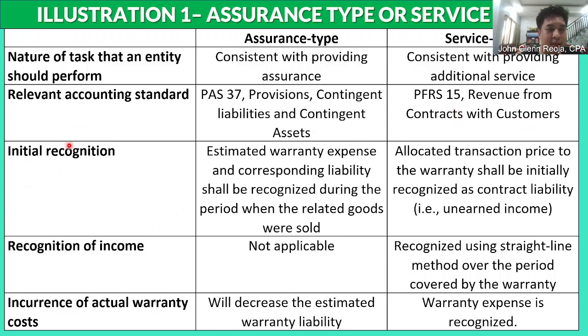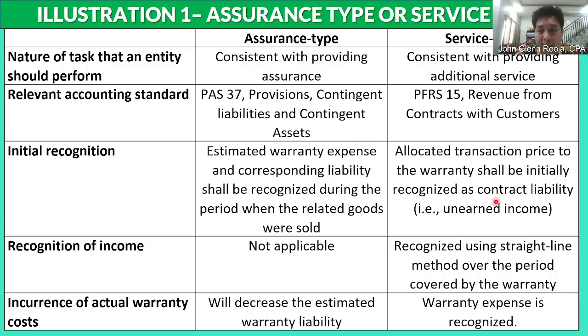So on initial recognition, estimated warranty expense and corresponding liability shall be recognized during the period when the related goods were sold. No? Pag may nabenta na, magre-recognize tayo ng liability. How about sa service type? Allocated transaction price to the warranty shall be initially recognized as contract liability. No? So, unearned income pa lang siya.